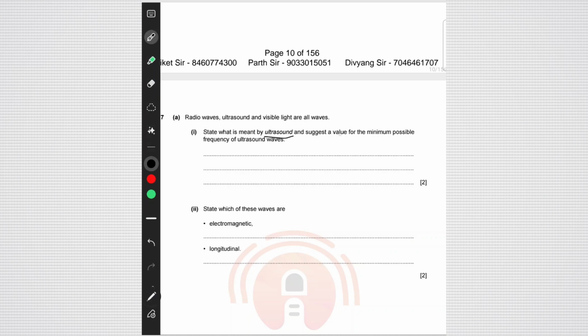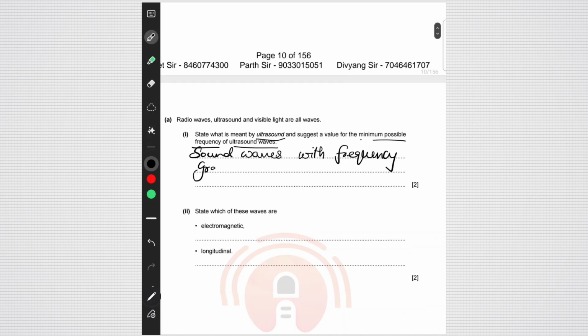State what is meant by ultrasound. Suggest a value for the minimum possible frequency of ultrasound. Sound waves with frequency greater than 20,000 hertz. You can also write 20 kilohertz, that is also correct, is known as ultrasound.